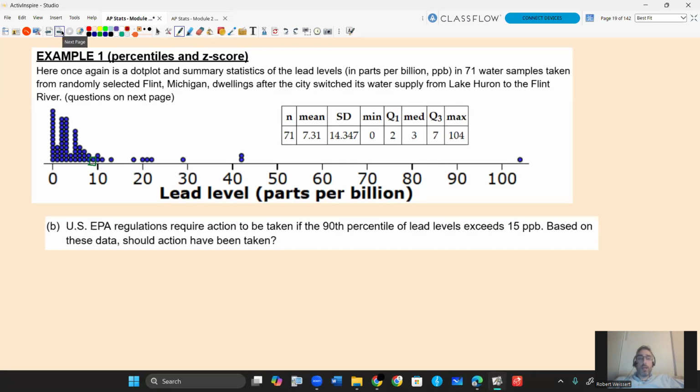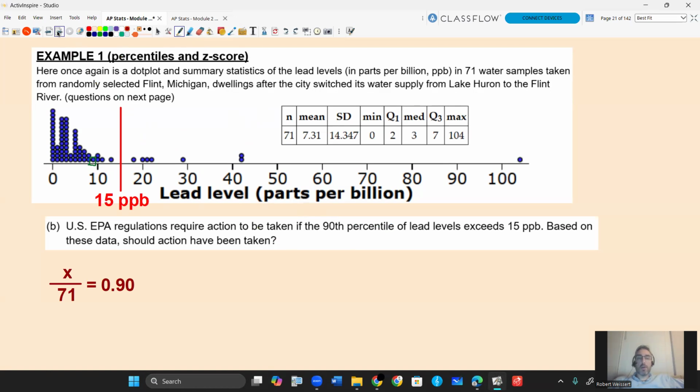Part B: US EPA regulations require action to be taken if the 90th percentile of lead levels exceeds 15 parts per billion. Based on these data, should action have been taken? Well, let's look at where 15 parts per billion is. Clearly, there are several numbers above there, but is the 90th percentile above the 15 parts per billion? So we're going to work backwards to get this value. We know that it should be equal to 0.90 since it's the 90th percentile. We know there are 71 data points.